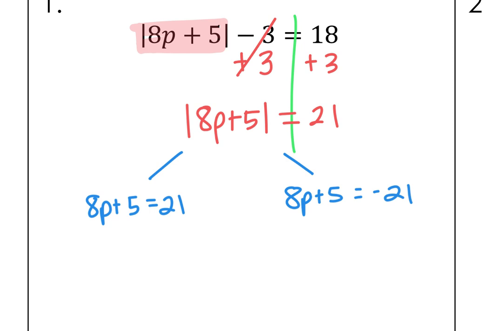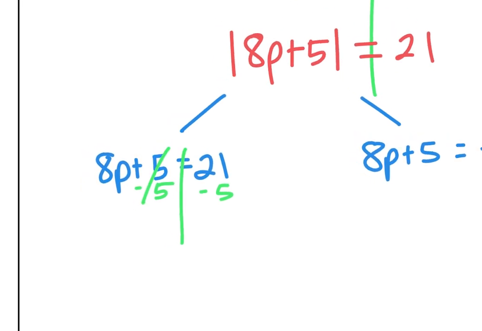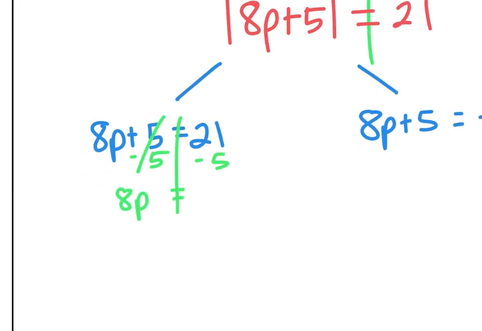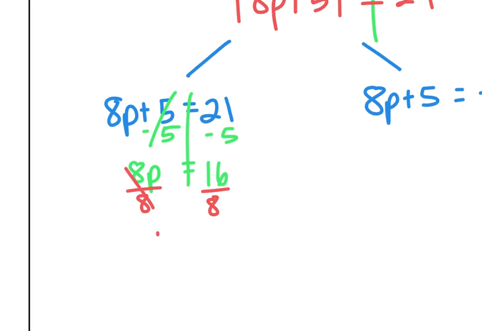Now I can solve those equations for p. I'm going to undo the constant first, so I'll subtract 5, leaving me with 8p is equal to 16. Then I can undo this coefficient. So now I'll divide by 8, which means one of my solutions for p is 2.